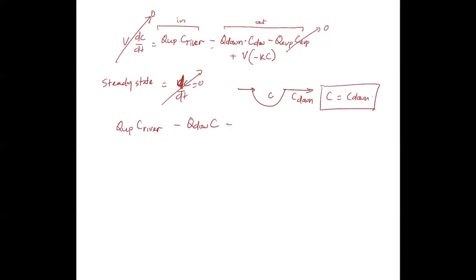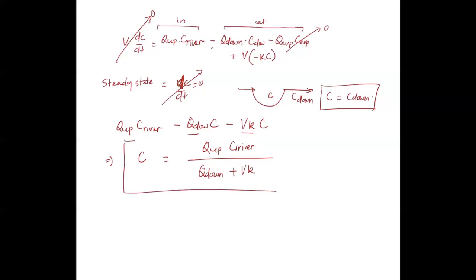So anything that's remaining, I'm going to write it, VKC. So now you are solving for C. If I take C, solve it, rearrange the equation, I'm just going to write the final formula here. You basically take everything that comes with C to the other side, and that will be in the denominator. So that will be Q down plus VK. Okay. So that's the final answer.